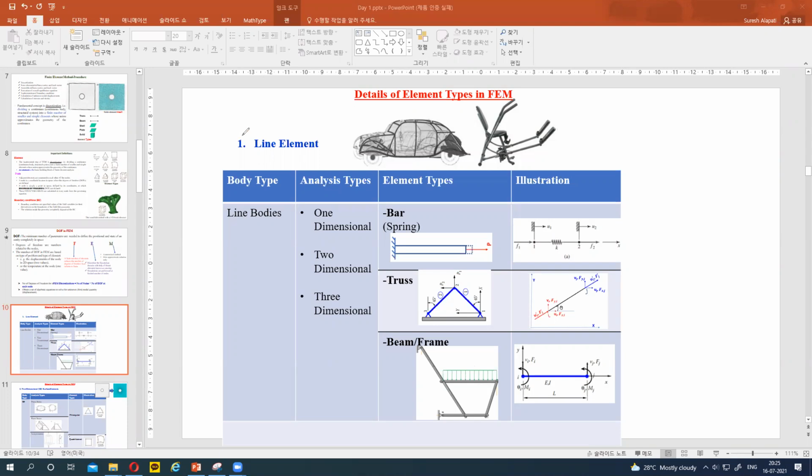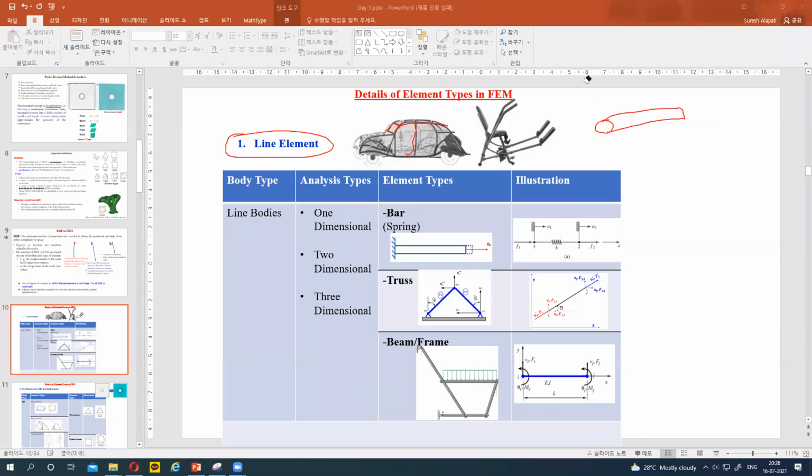So first is line element, okay, line element. So what is a line element? Suppose when we consider a car frame, right? Car frame like this one. So we can construct this body as a line instead of complete. Actually, this one has some cross section, right? So cylindrical cross section, circular cross section like this one. This is a 3D body. So this is a 3D body.